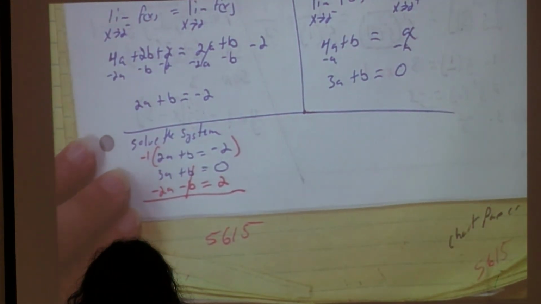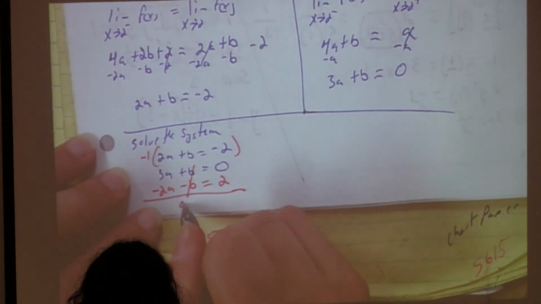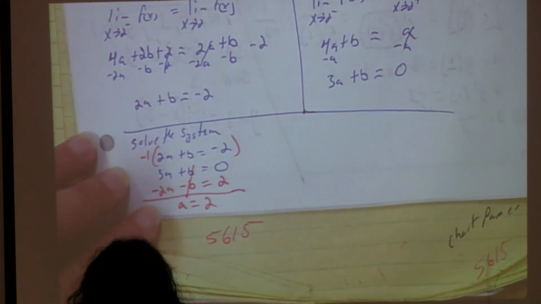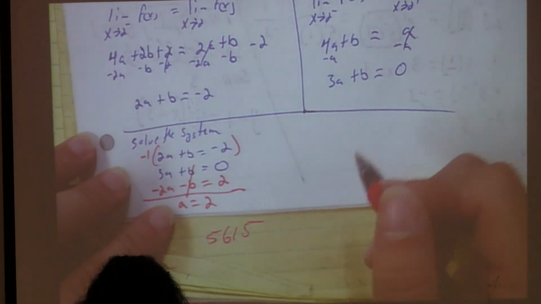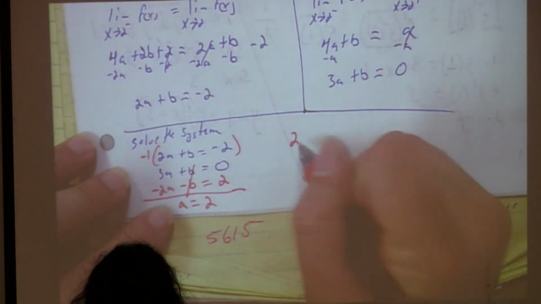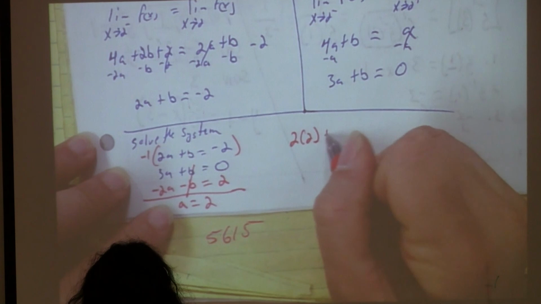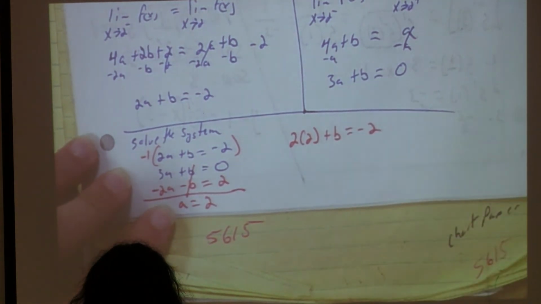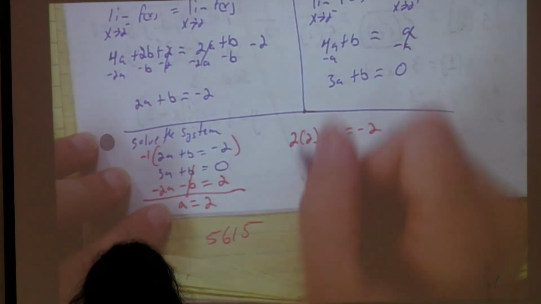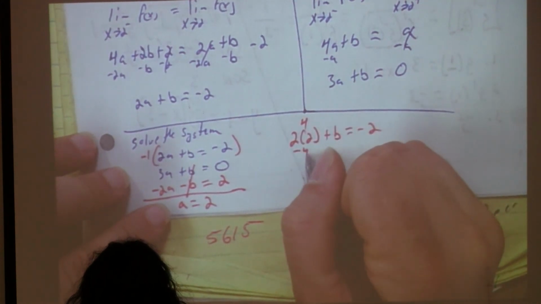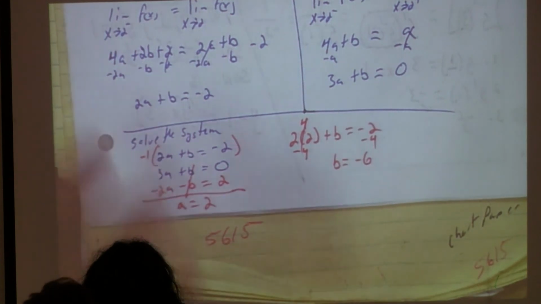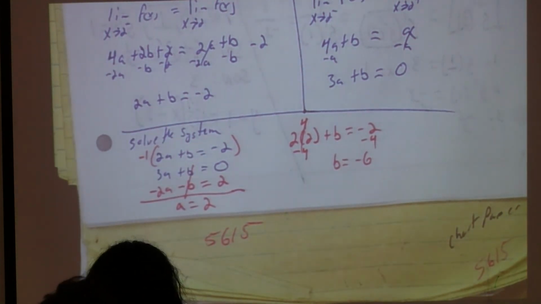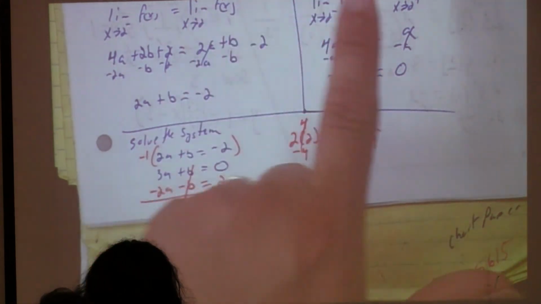So 3 take away 2 is 1, so 1a equals 2. So a equals 2. All right. Now we need the b. What's the b going to be? Which one do you want to use? The 3a plus b. So 2 times 2 plus b equals -2. 2 times 2 is 4. Take away 4, right? So b has to be -6.